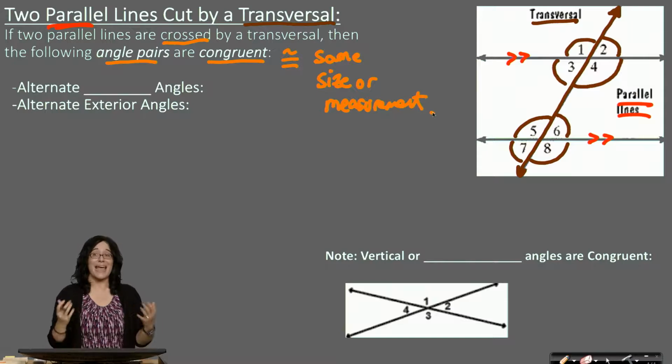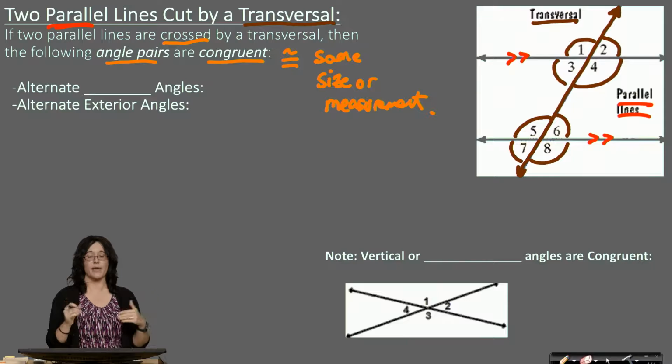So when we're talking about angles that are congruent, we're saying they have the same measure, the same amount of rotation, okay? If we were talking about line segments which are congruent, we're saying that they're the same length, okay? So the same size, same measurement is what we're talking about with the word congruent.